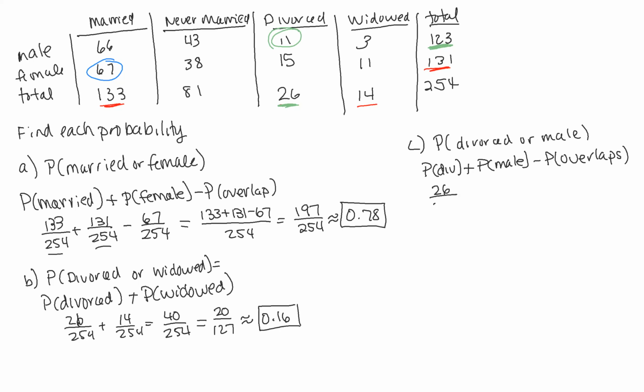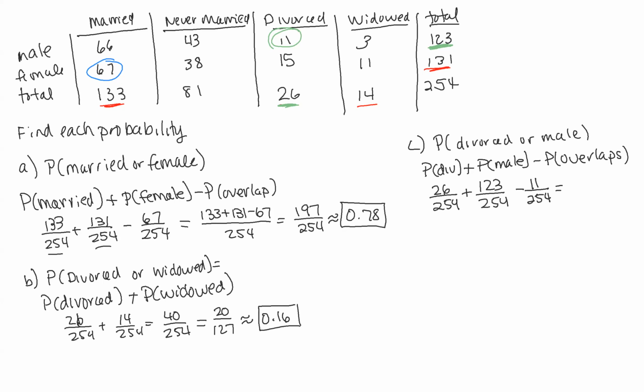So that's 26 million out of 254. We want the total number of males. That's 123 million out of 254. But the males that are simultaneously divorced, they're being counted in both of these probabilities. So you have to subtract it because you only want to count it once. So we're going to subtract the males that are divorced.